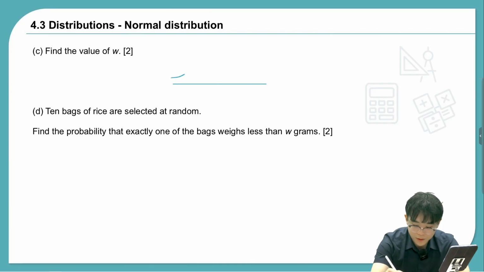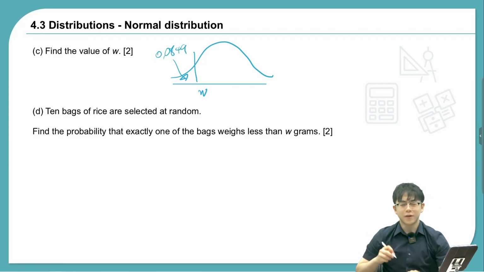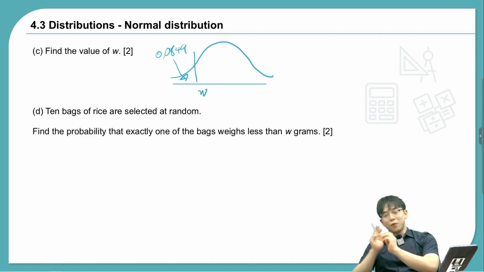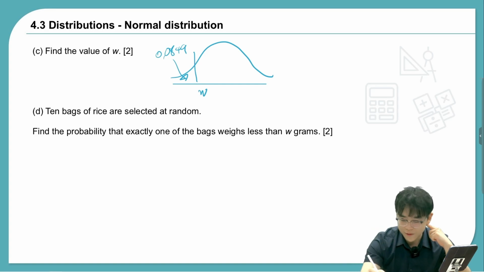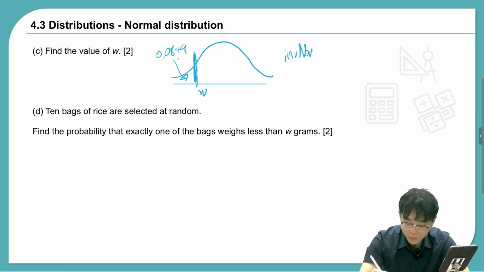From earlier we said W is here. This would be 0.0849. If you were to use normal CDF, we know the area under the curve for a given boundary. But in this case, we're doing the opposite. We're doing the inverse of that, because we're given the area and we're trying to find the boundary. So in that case, we're using the inverse normal function.